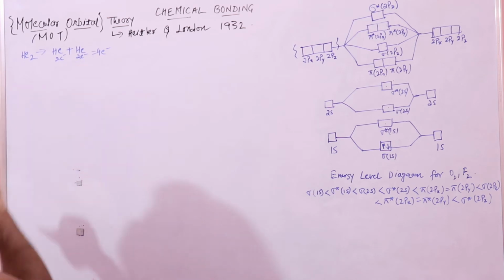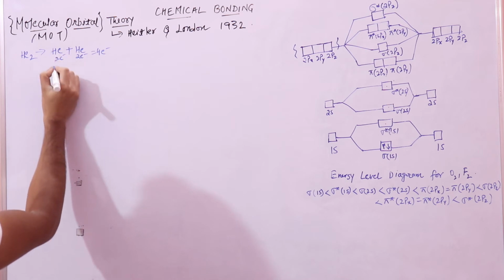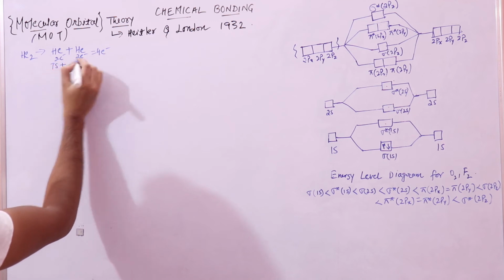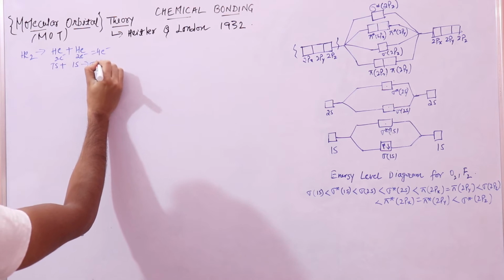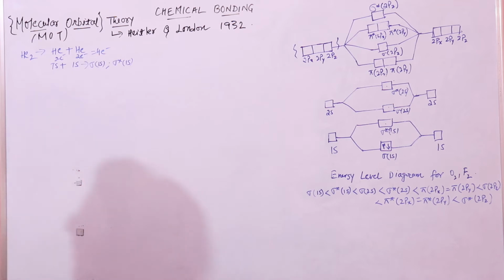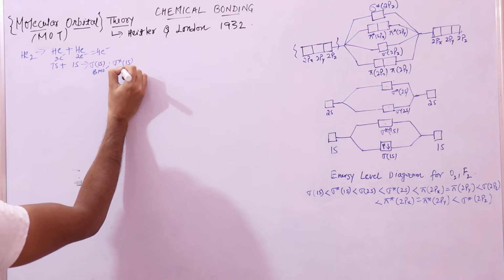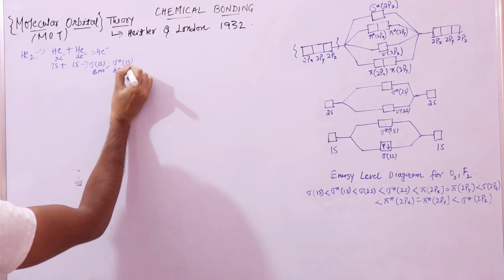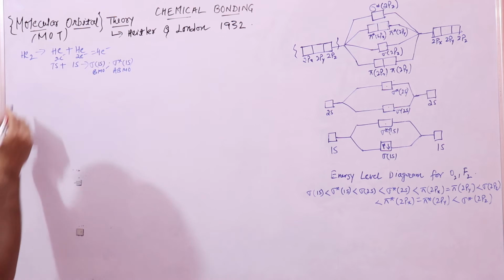So how many molecular orbitals will get formed? When the 1s orbital of this helium overlaps with the 1s orbital of this one, it will form a sigma molecular orbital and a sigma star molecular orbital. This is your bonding molecular orbital, this is your anti-bonding molecular orbital. And if you draw the energy level diagram, it would be like this.